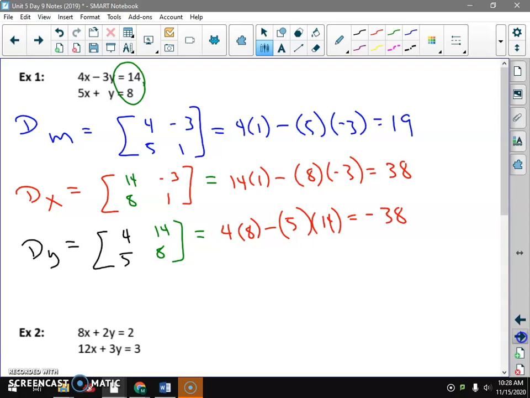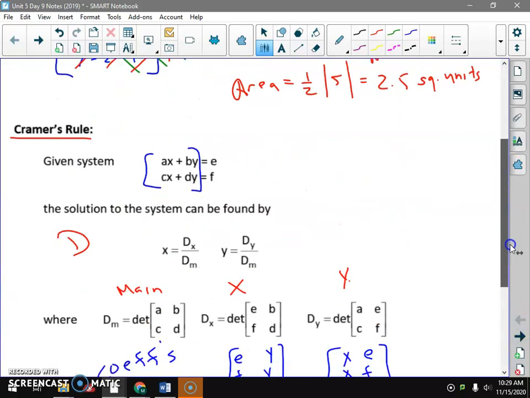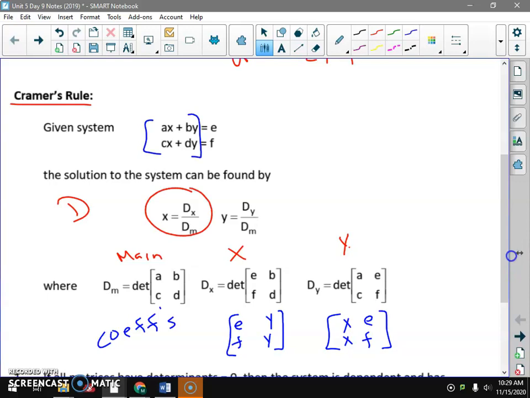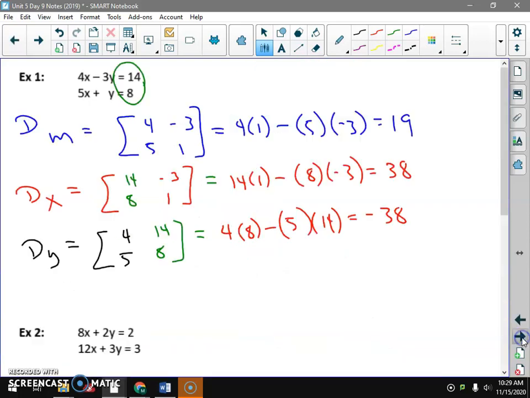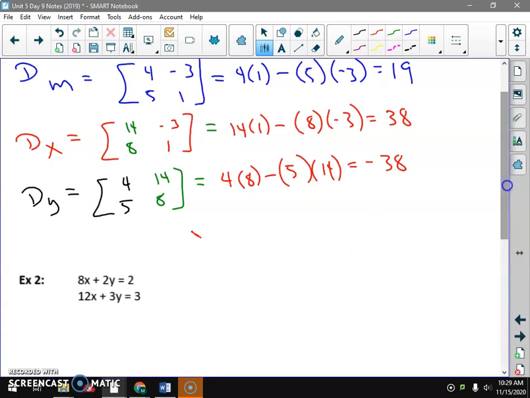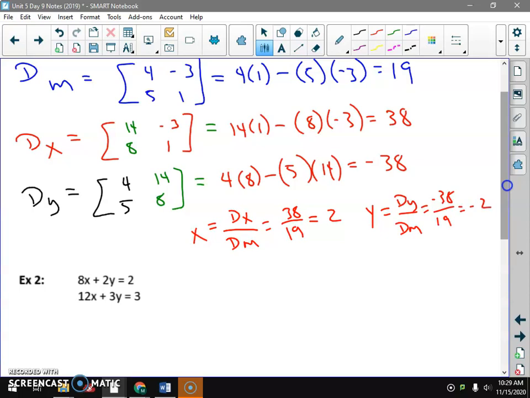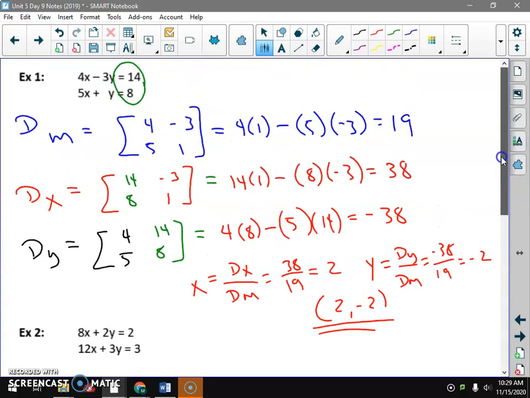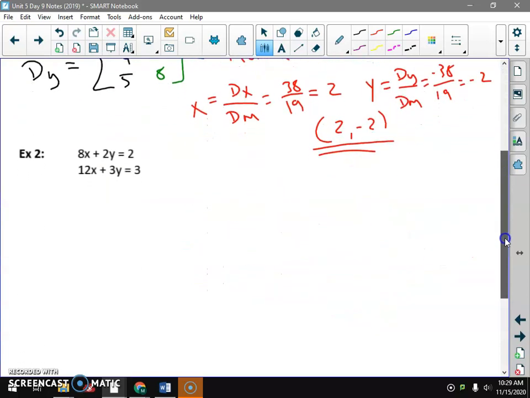And the last step, let's go back to our definition. The solution to x is the x determinant divided by the main. The solution to y is the y determinant divided by main. So what's x? Dx over Dm, 38 over 19, x is 2. What's y? Dy over Dm. Negative 38 over 19. y is negative 2. Solution 2, comma, negative 2. You could check it in both equations. Plug in nicely, and they both work. All right, let's do another one.